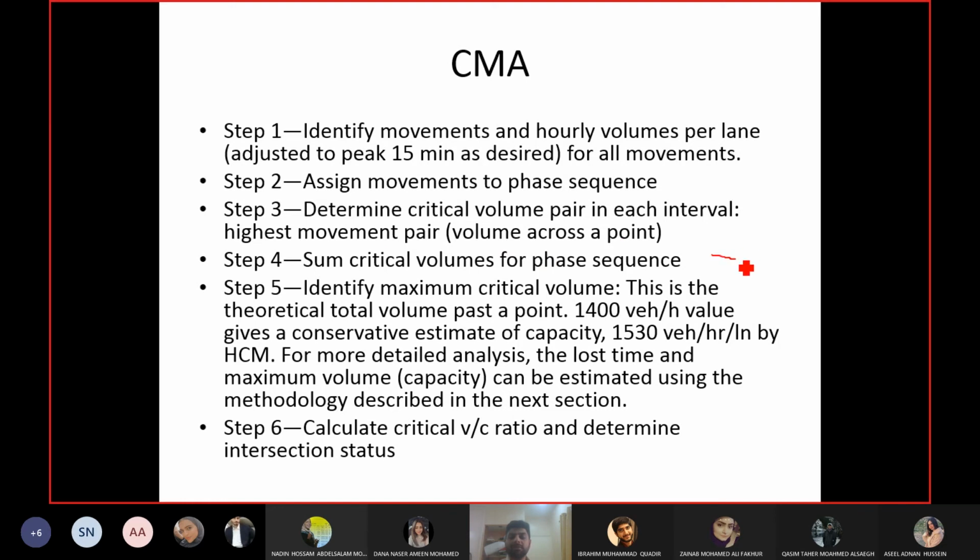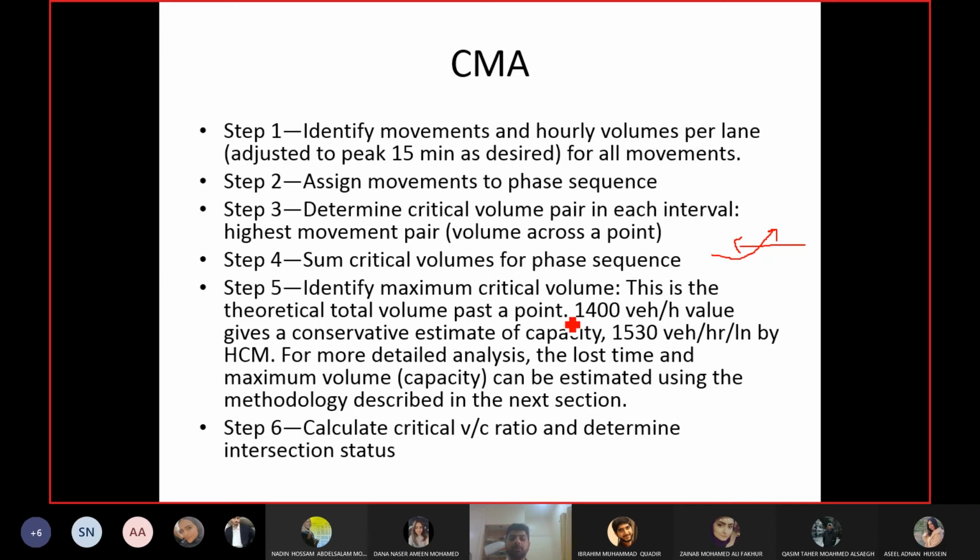So you have this left turn, and you have this straight. So this will be the critical volume pair because it will cross at a point, right? And they are conflicting with each other. Then you sum the critical volumes for the phasing sequence. Each phase will have its own critical volume, and then you add them together. Identify maximum critical volume.